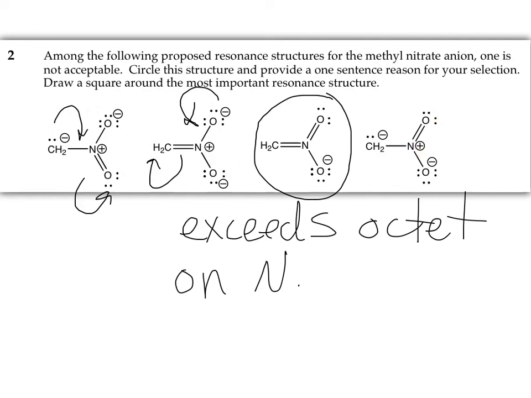Okay, which one's the best? Well, a negative charge on a carbon and an oxygen, negative charge on a carbon and an oxygen, negative charge on 2 oxygens. Oxygen is more electronegative than carbon, so it's better to have a negative charge on oxygen. And so of these 3 resonance structures, this one is most important. So I'm supposed to draw a square around that. That's the best resonance structure.